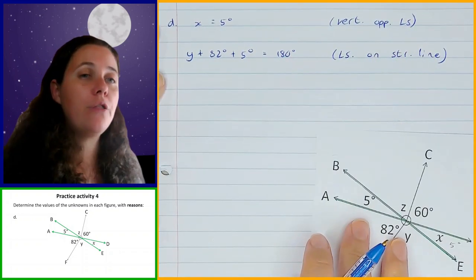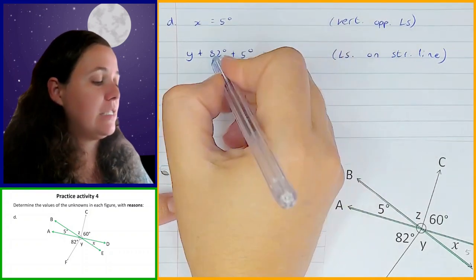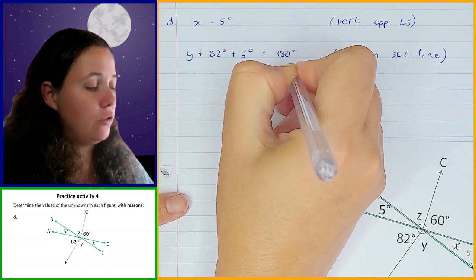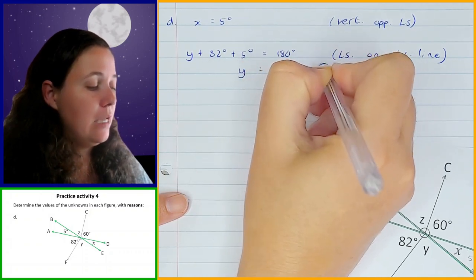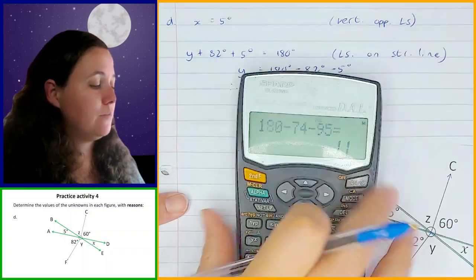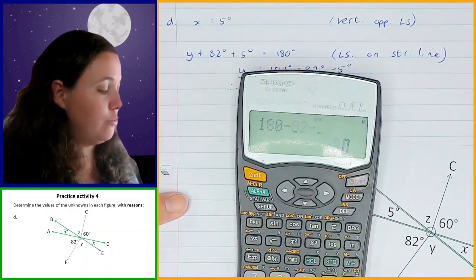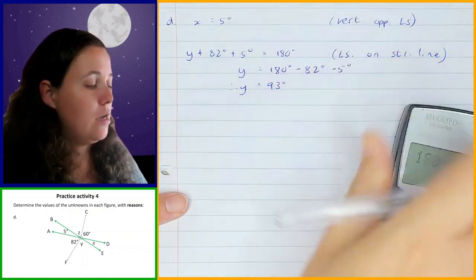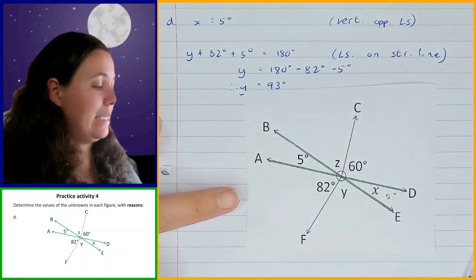Okay, so now that I know that, I can go and solve for y. So I'm going to take my 82 and my 5, get rid of those, so y equals 180 degrees minus 82 degrees minus 5 degrees, and that gives me y equals 180 minus 82 minus 5 is 93 degrees. Okay, so now I know what y is over here.